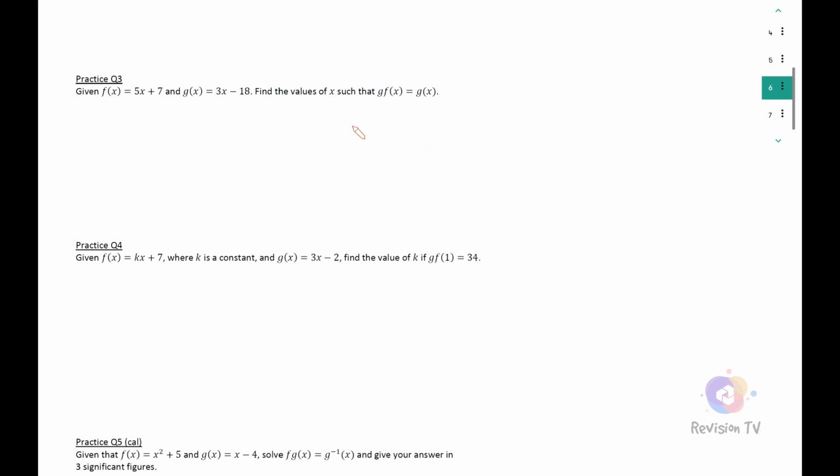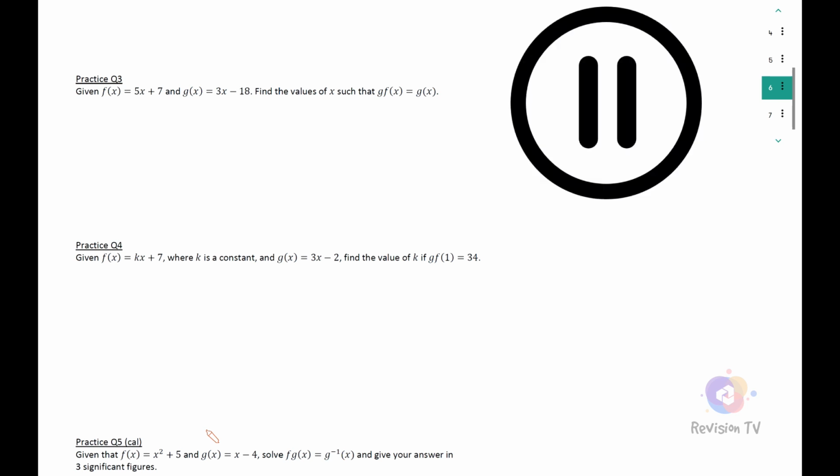Next page, you've got question 3, 4, and 5. Have a go at the question. Last one, you can use a calculator. Have a go at the question. Whenever you finish or whenever you need help, just play the video. And when you're ready, you can just play.